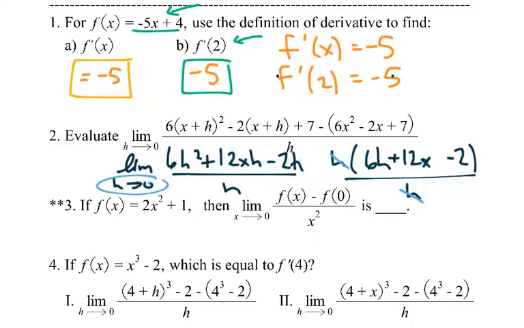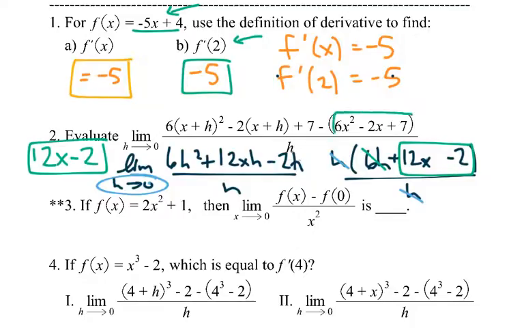Now, when we plug 0 in for h, the 6h is going to go away, and so all we're going to be left with is 12x minus 2. And those of you that are in IB or have done derivatives before, you know that the derivative of that function is 12x minus 2. So this is why.